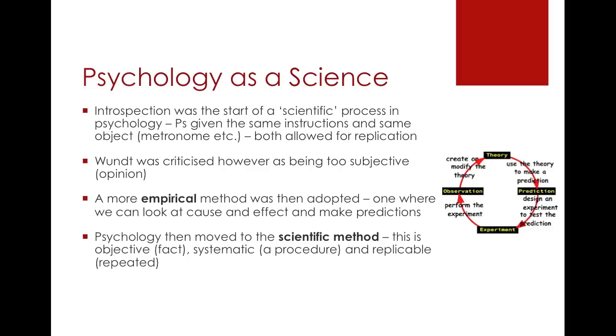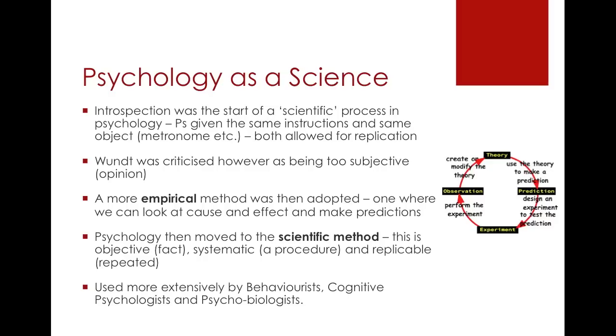And again, replicable. What replicable means is that a method can be repeated and you can get the same results. And that has happened in the vast majority of scientific approaches. And it's becoming more and more popular. So if you go back to that timeline and look at the different approaches, you will go into more detail and hopefully see how this scientific method applies to them. But the behaviorists certainly use the scientific method. Cognitive psychologists tend to as well, and psychobiologists also certainly do.